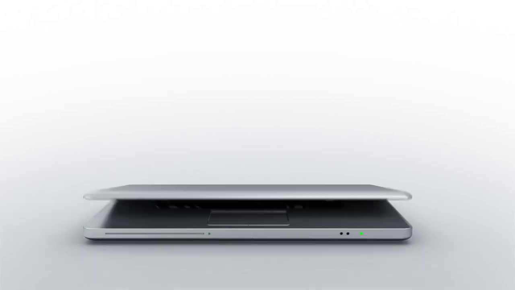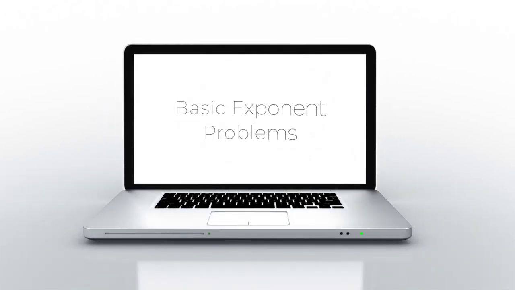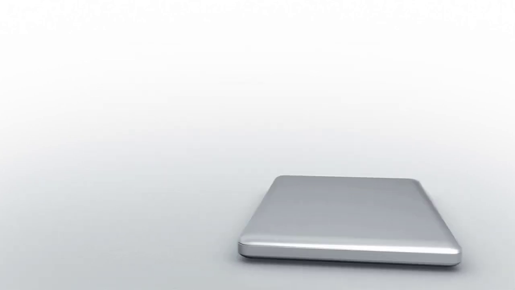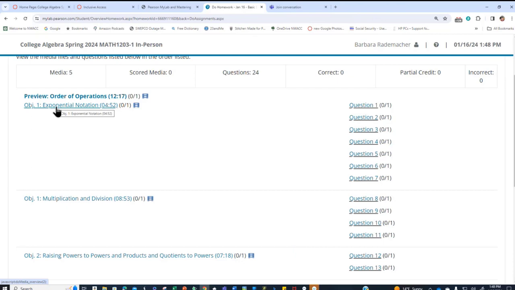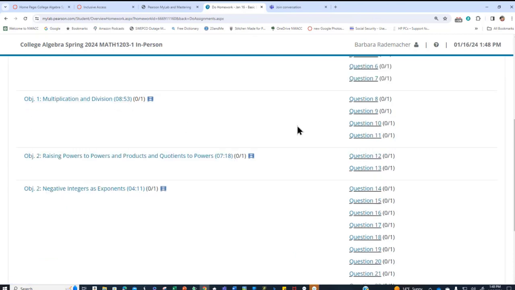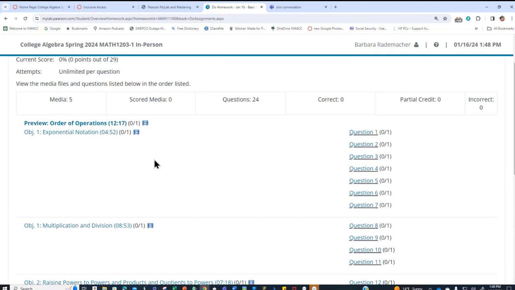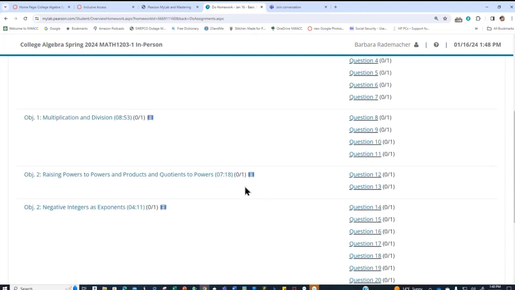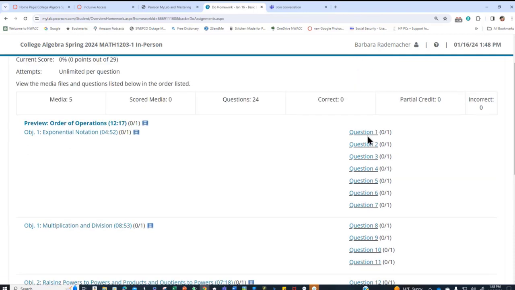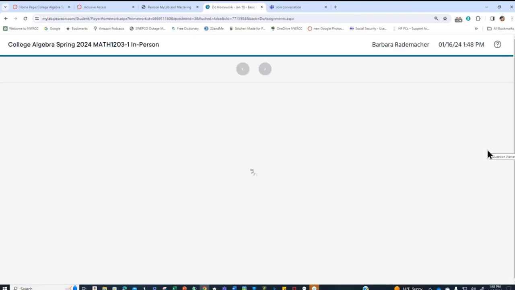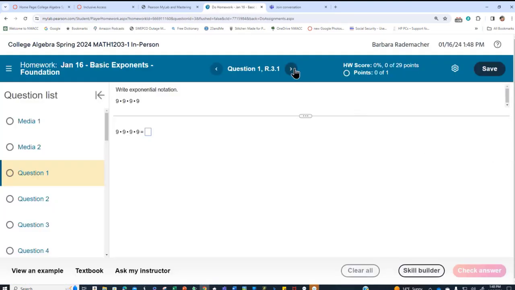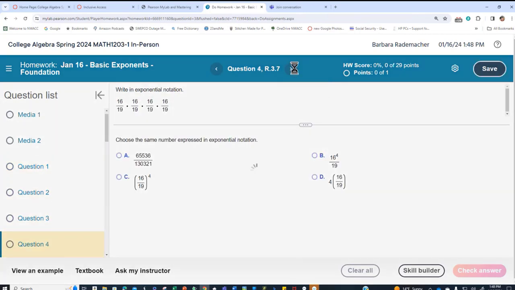Right now, basic exponents. Okay, you've got videos. We could watch that if we wanted to. We're going to have four different topics that we're working on. So let's get one. I am going to assume you know about exponents and move on from there.